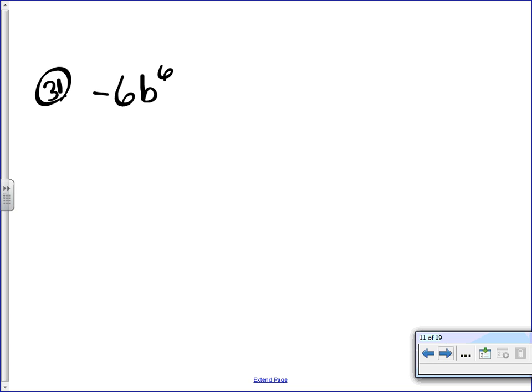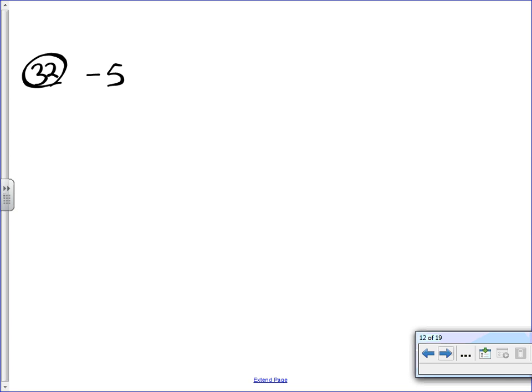All right, next section, very easy. All they're asking us to do is name the polynomial. So for example, number 31 here, that's either a monomial, binomial, trinomial, or polynomial. This particular one is what? Monomial, because there's only one.